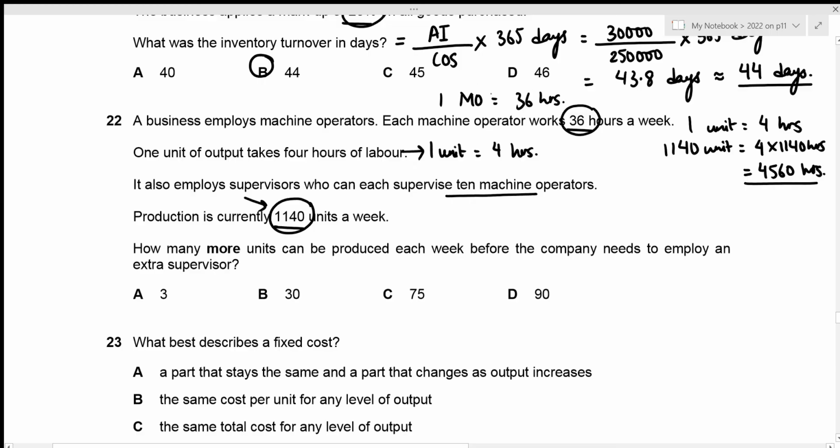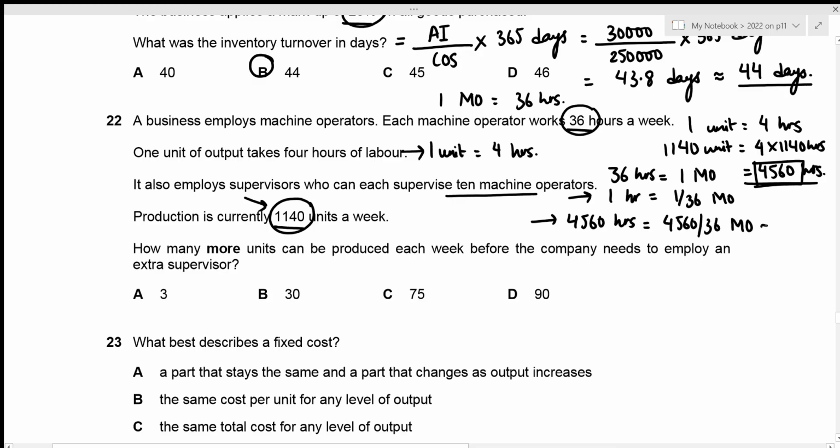Let's reverse it. So that is just going to be 36 hours worked by 1 machine operator. Then again, let's apply our unitary method. So 1 hour will be 1 by 36 machine operator, and we have the total hours of 4560. So for 4560 hours, that's going to be 4560 by 36 machine operators, which results in 126.66 machine operators.